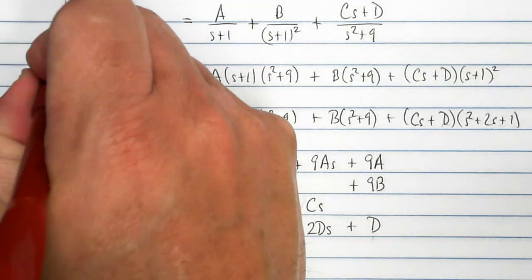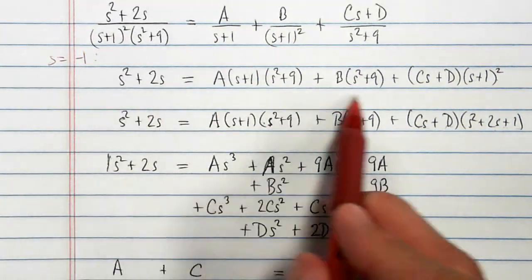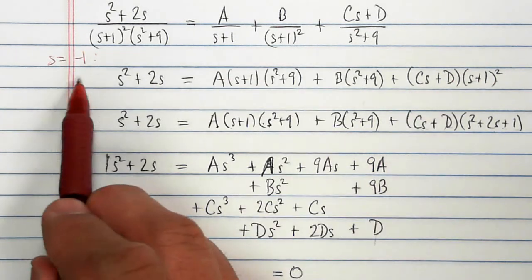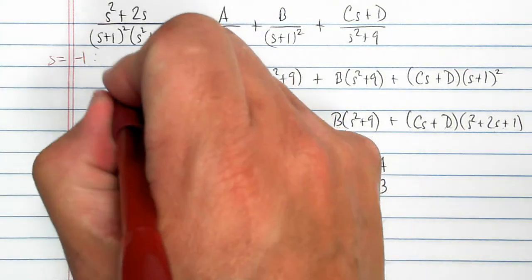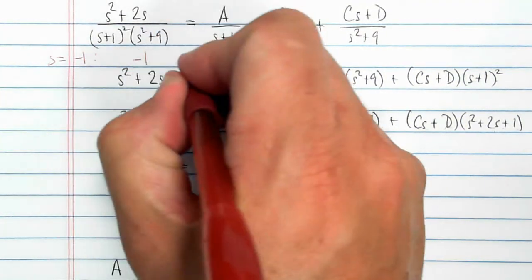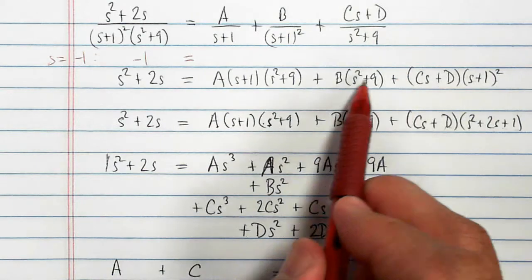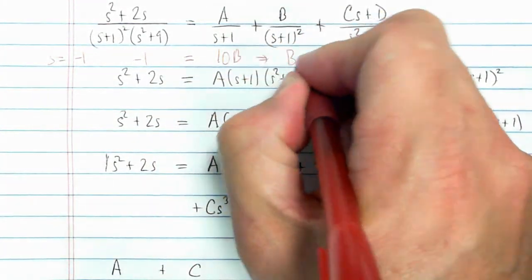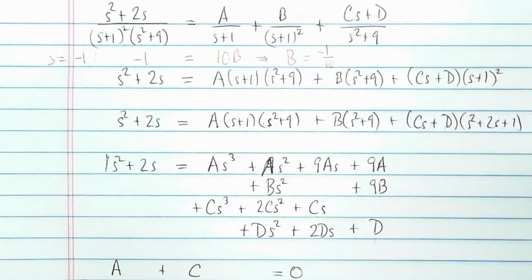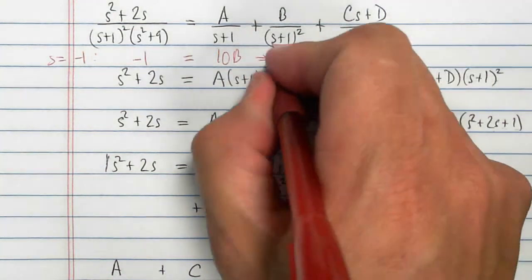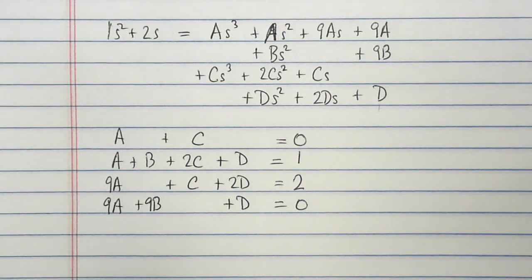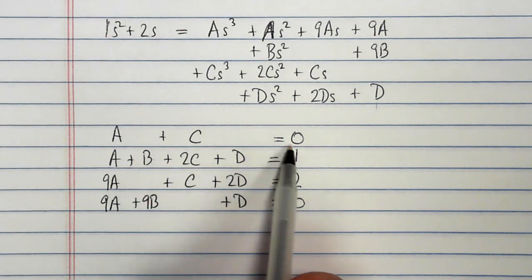So let's plug in s equals -1 into this equation. If I plug in s equals -1, then this goes away and this goes away. So when I plug in -1, I get 1 minus 2 for -1 equals, that's 0, that's 0. This becomes 1 plus 9, 10b. And so b is equal to -1/10. So I can use this down here at the bottom of the page for the system, that b is equal to -1/10. So if b is equal to -1/10, I can bring that over here.